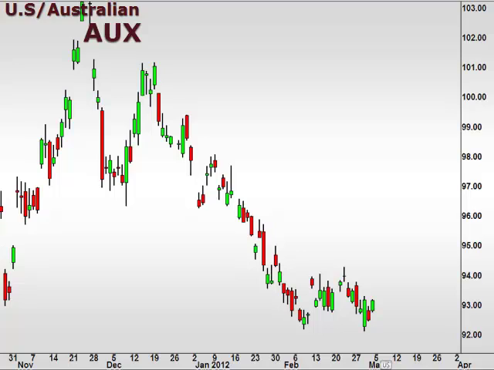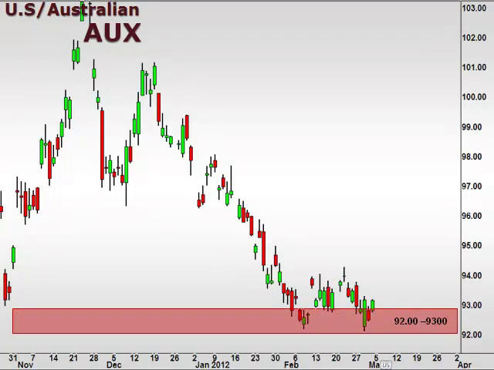Let's take a look at the U.S. dollar versus the Australian dollar as seen here in the ISC FX Options pair value AUX. Well, it appears as though the AUX has formed a double bottom at the 92.93 support level. A break above 94 opens the window for a move higher.